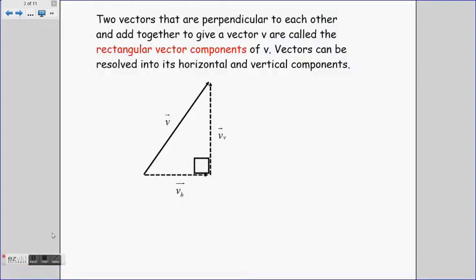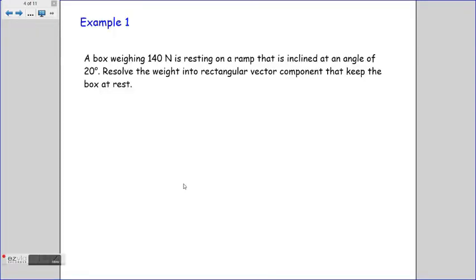First off, two vectors that are perpendicular to each other and add together to give a vector v are called rectangular vector components of v. So vectors can be resolved into horizontal and vertical components, and often it is useful, particularly in cases of physics type problems, to just analyze either the horizontal component or just the vertical component. In other cases, you'll see problems where you're given both the vertical and the horizontal, and are asked to find the resultant.